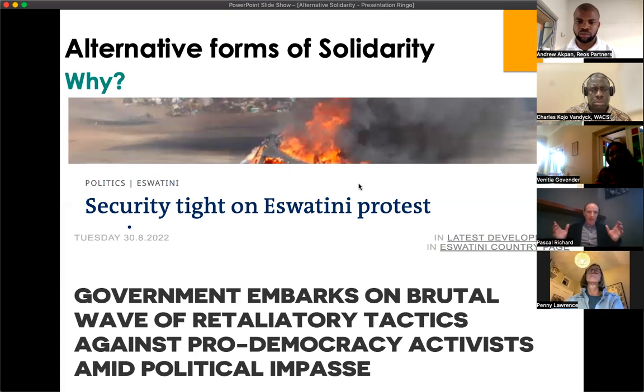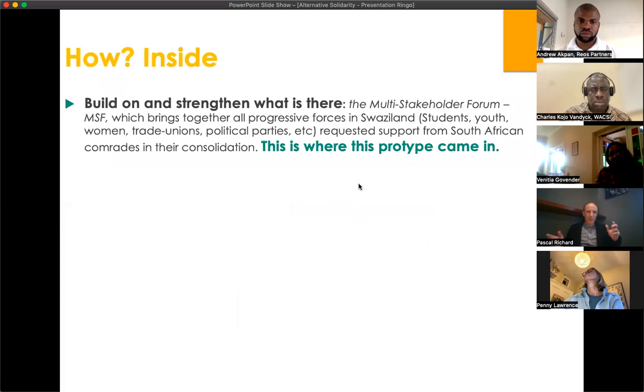We then looked at how to go about it. The idea, just where Venetia left off, was really to ensure it is owned in Swaziland. So we're looking at both an inside process first and foremost, and then see how that can be supported by the outside. Venetia, I'll let you talk about the inside.